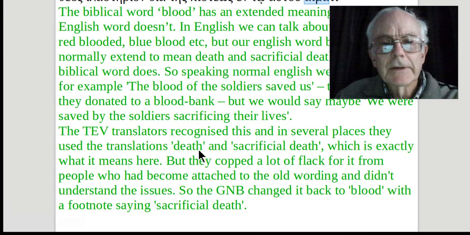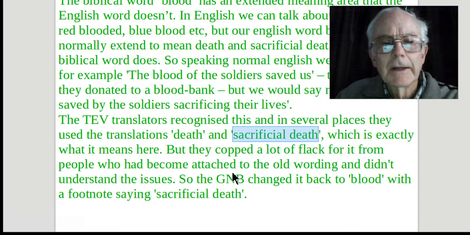But these translations are exactly what it means here. But they copped a lot of flak for it from people who had become attached to the old wording and didn't understand the issues. So the Good News Bible, which followed on from the TEV, changed it back to blood with a footnote saying sacrificial death, which I think is a pity that they felt they had to do that.